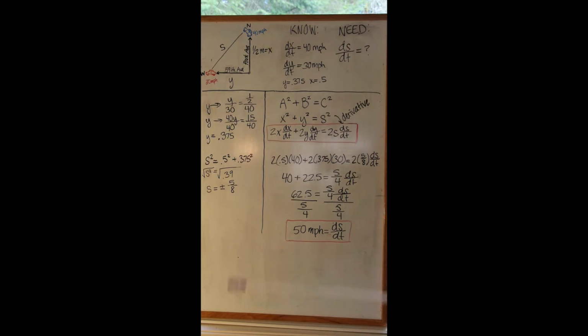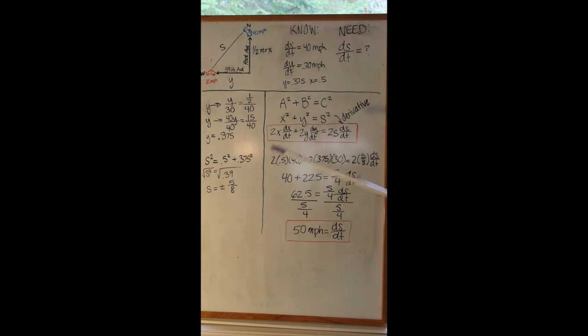So basically we know dx over dt, the rate of change of the car heading north, is 40 miles per hour, the rate of change of the car traveling west, 30 miles per hour, and we knew that x, the distance that the north car had traveled, was half a mile.